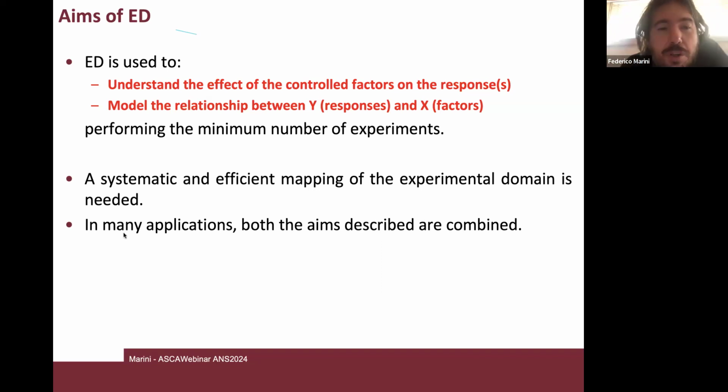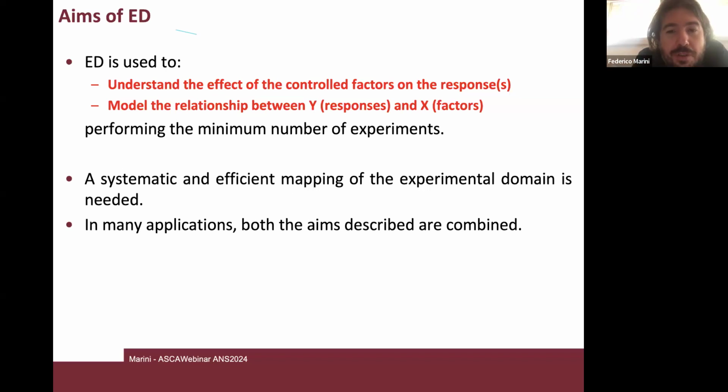And for doing this ambitious aim, we need to properly map the experimental domain. The experimental domain is the range of possible values of the factors that we want to investigate. So first of all, we have to be clear about which factors we want to investigate, which experimental conditions have a potential effect on the response we want to investigate. Then, what is the range of variability at which we want to investigate these experimental conditions?